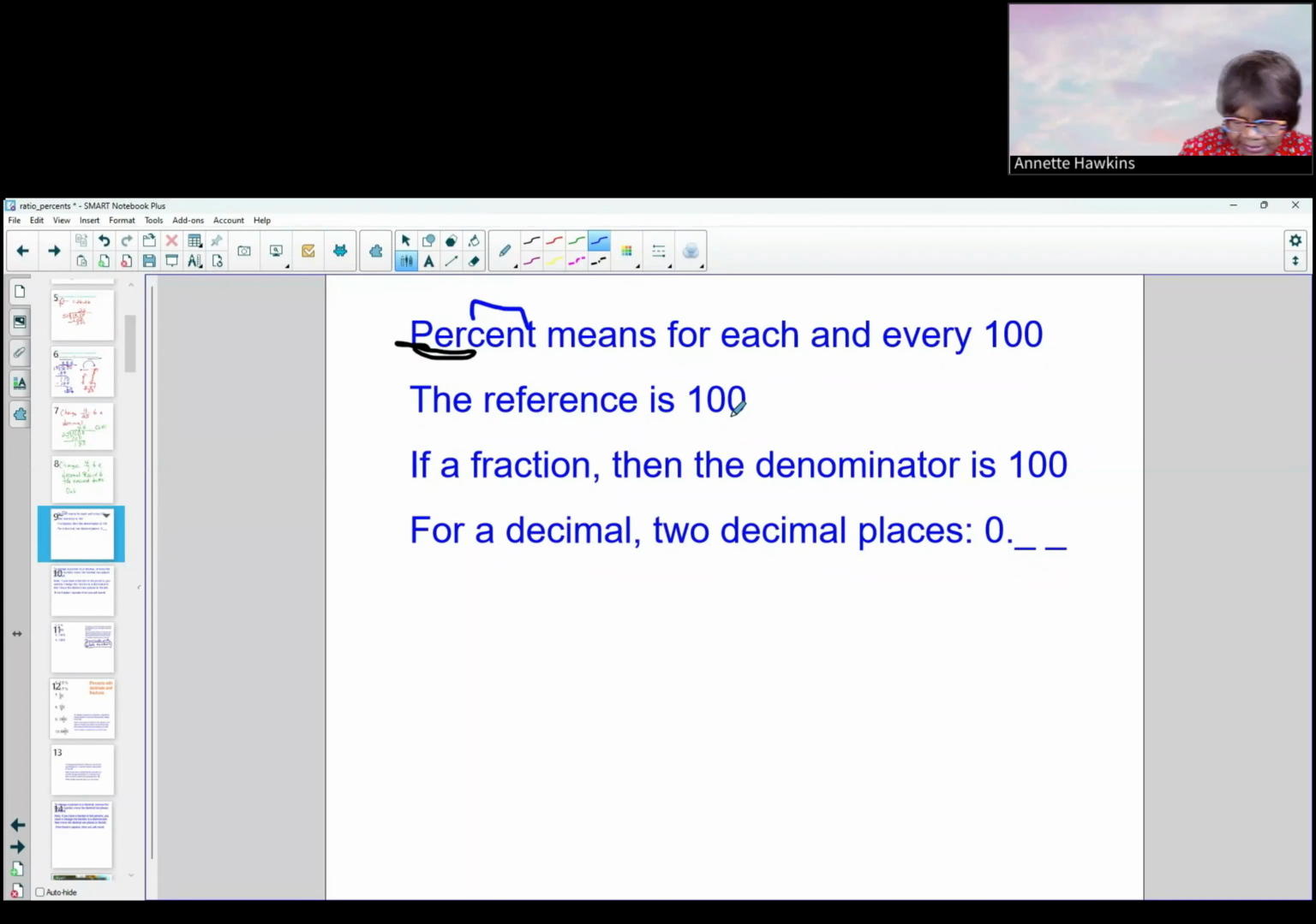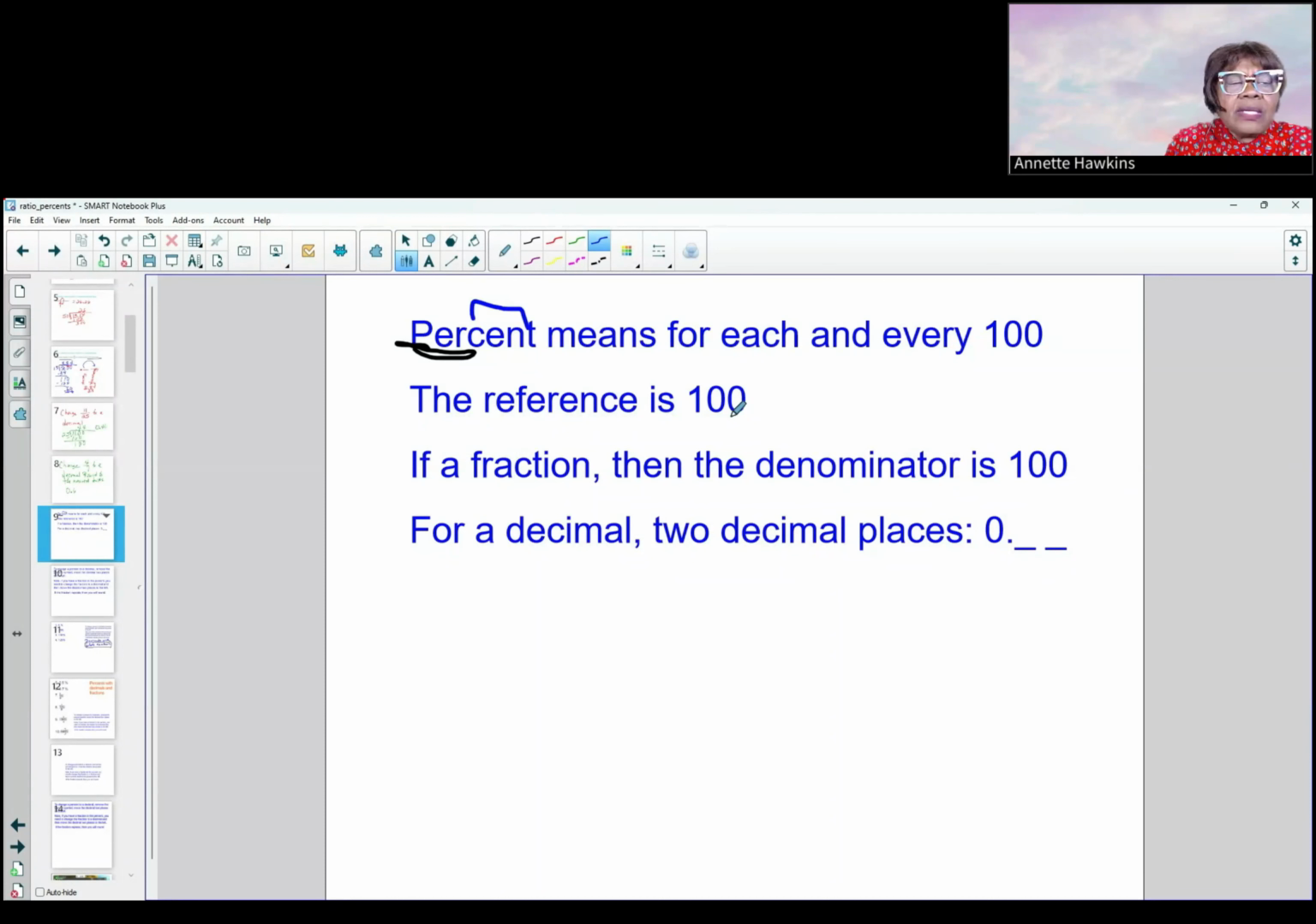So I want to stop and I want you to get that in your mind. I want you to say it to yourself that the reference is 100. Okay. So let's say that to yourself. The reference is 100, because that's going to be very important.